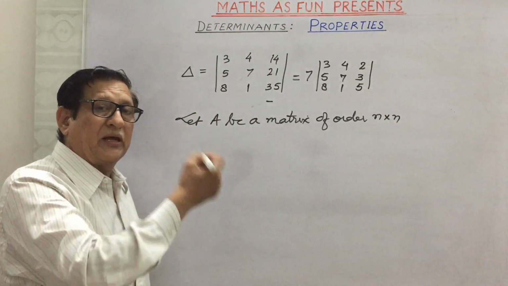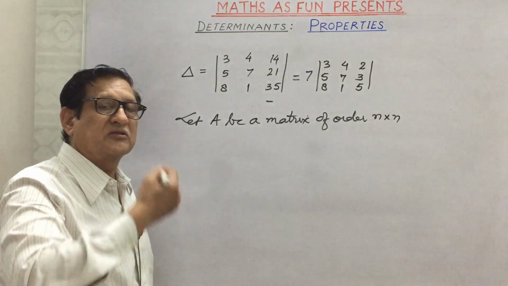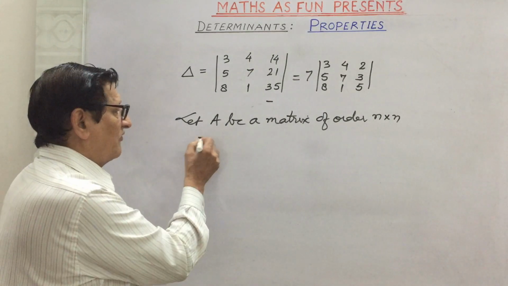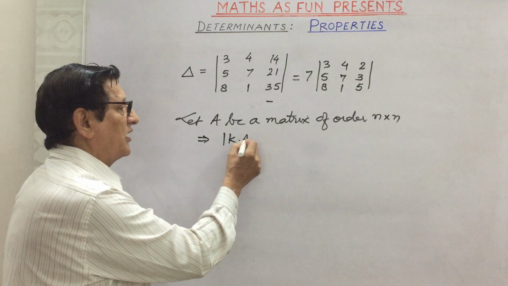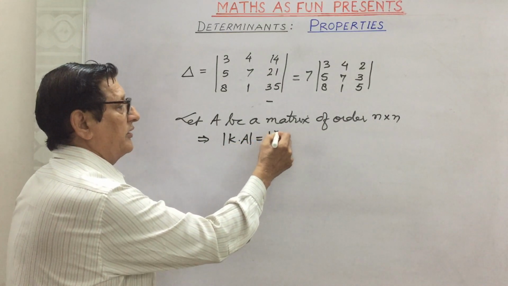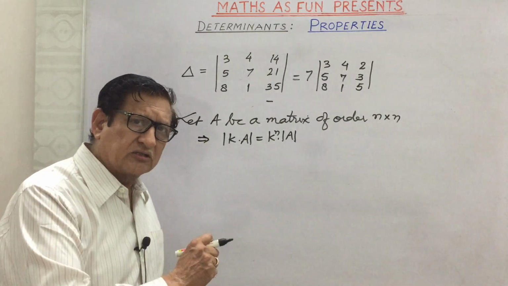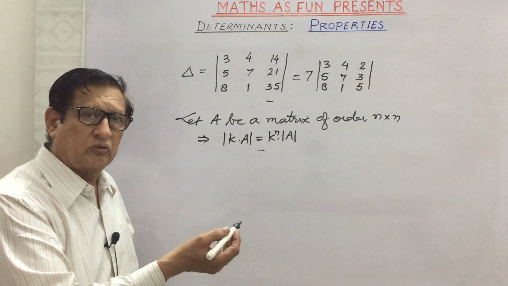And if we multiply an element k to the matrix A, then we know it is to be multiplied to every element of it. It means we will find that the value of determinant of k into A will be equal to k to the power n into determinant A. We can understand it easily by taking a matrix of order 2 into 2.